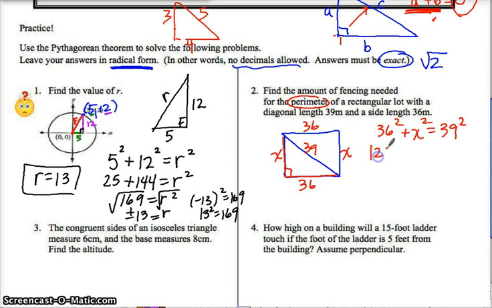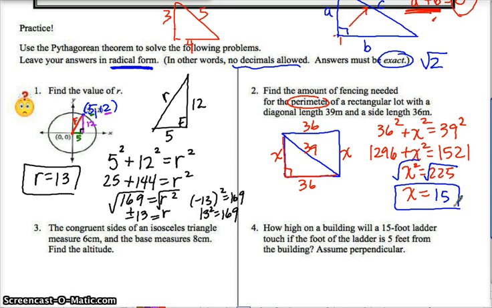So 36 squared is 1,296. 39 squared is 1,521. So we subtract 1,296 from both sides. I get x squared equals 225. Therefore, what does x equal? Remember, you take the square root of both sides. So x equals 15. So therefore, what is the perimeter? So that's not my final answer. My final answer is I have to add 15 plus 36 plus 15 plus 36, right? So that's 72 plus 30, which is 102 meters.